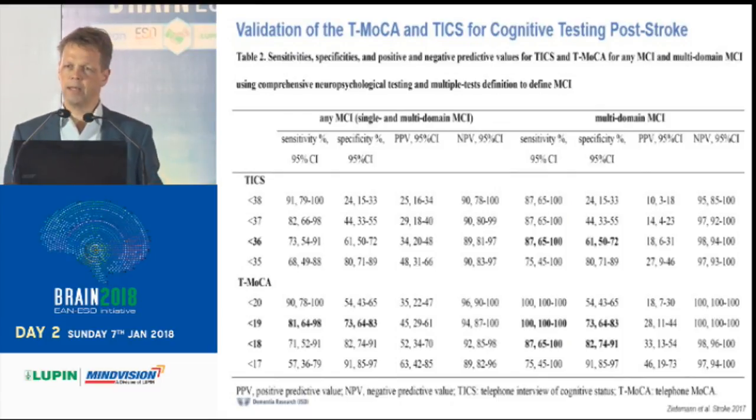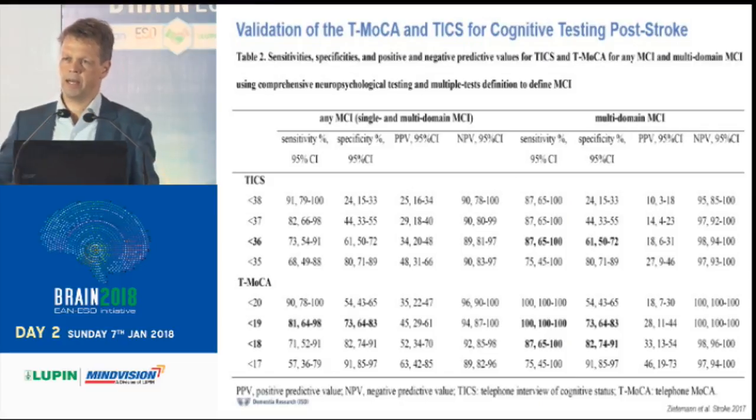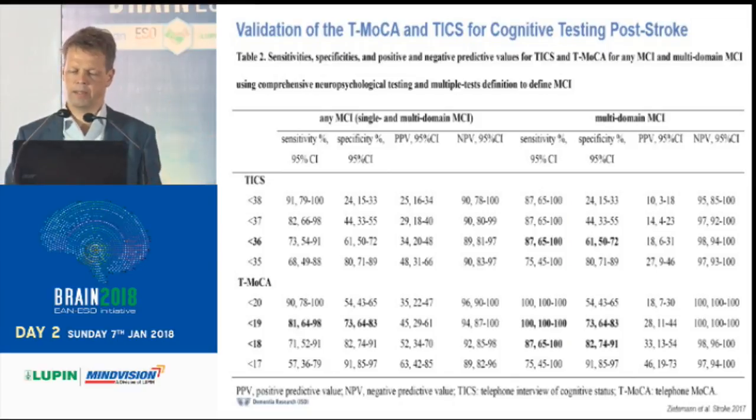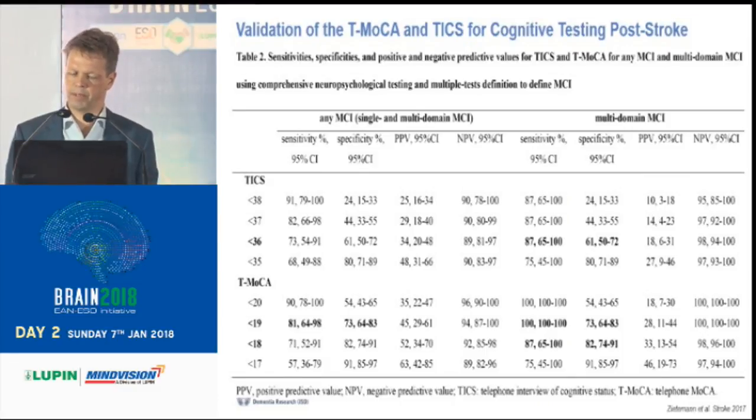And what we found is that if you want to test your patients, you're well off if you use the TICS with a cutoff of 36. It has high sensitivity and high specificity, particularly for multi-domain MCI. So again, here you look at MCI with deficits defined by multiple individual domains, or you use the T-MOCA, which is also freely available and downloadable via internet, and you use a cutoff of 19, and then you can classify patients into cognitively impaired. Again, this is validated against detailed cognitive testing by extensive neuropsychological batteries. And using this cutoff, you have a high sensitivity, specificity, positive and negative predictive value for multi-domain, and in this case also any MCI.